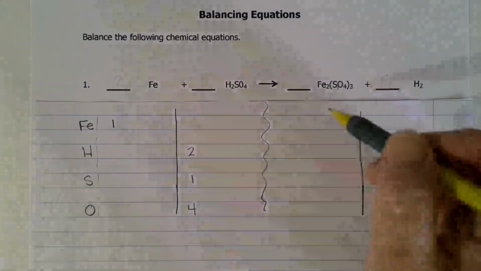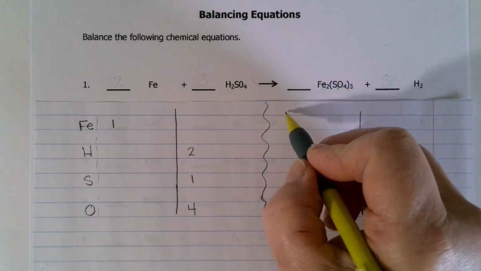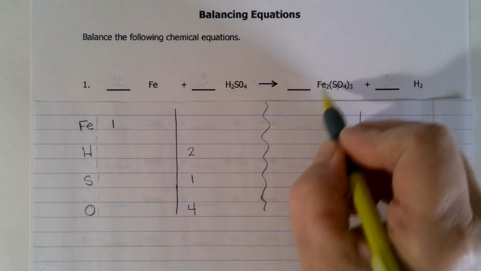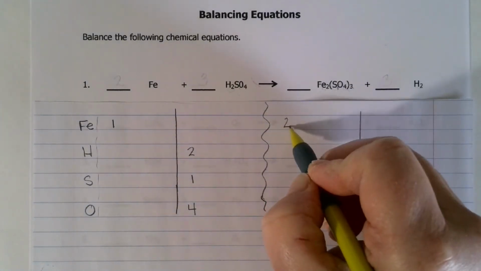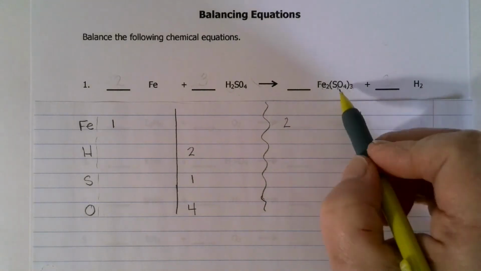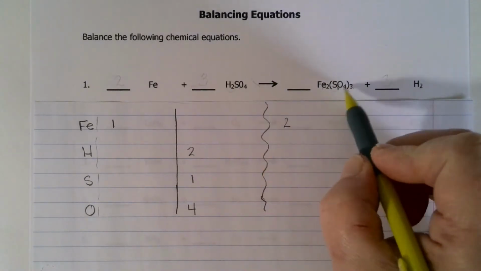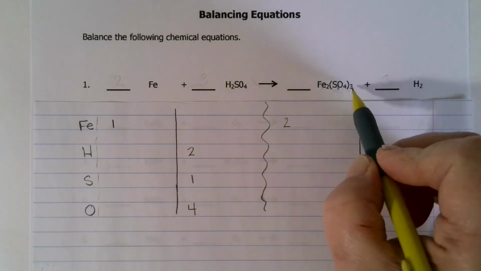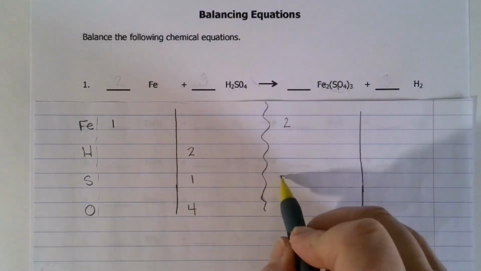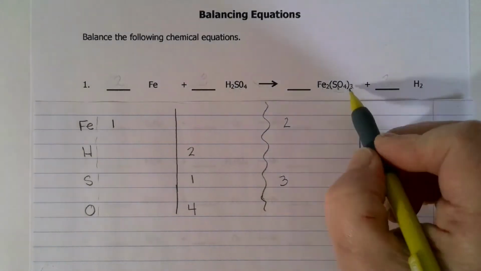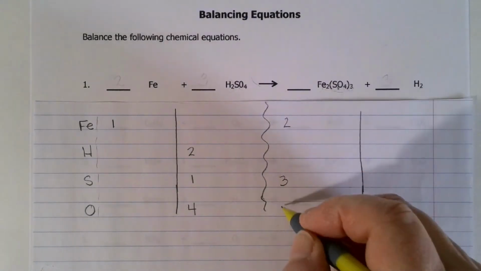Let's look on the reactant side. There was a 2 behind there, so I have 2. Now this becomes interesting. Like I said over here, this is like 1 sulfur, but I have it in parentheses. So I really have 3. 3 times 1. So I have 3 sulfur. 3 times 4 is oxygen.